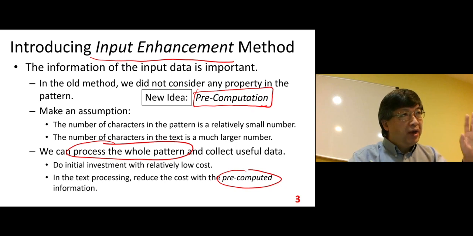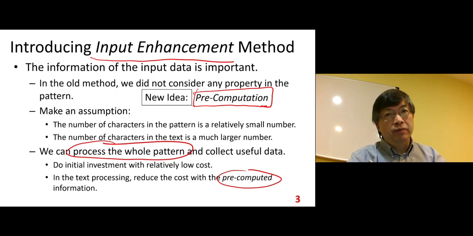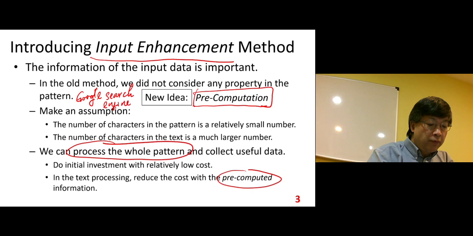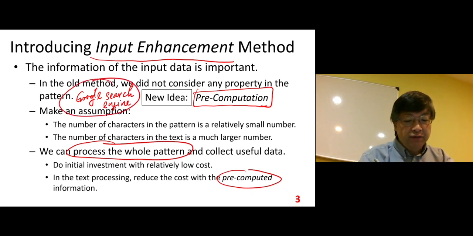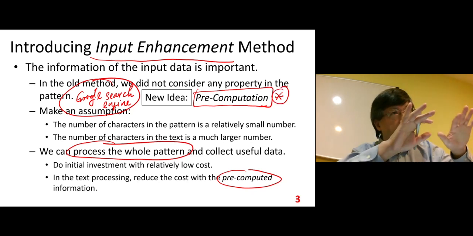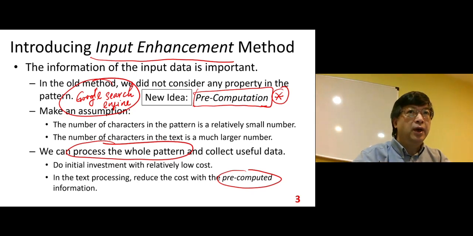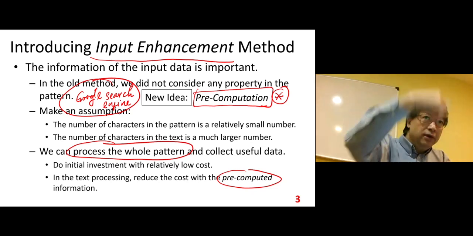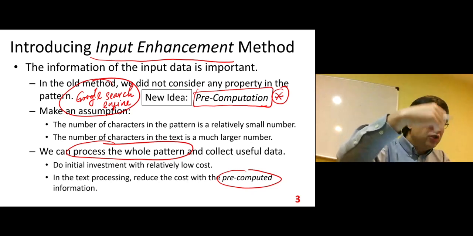Here, let me give you a well-known example: the Google search engine. In the Google search engine, people do pre-computation. That's very important. Think about when you type keywords in the search field. After you click the search button, then the engine starts the search.